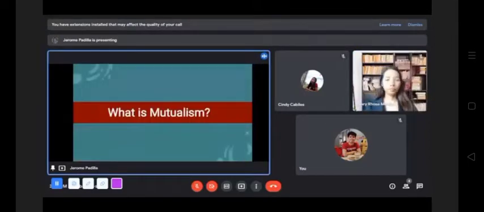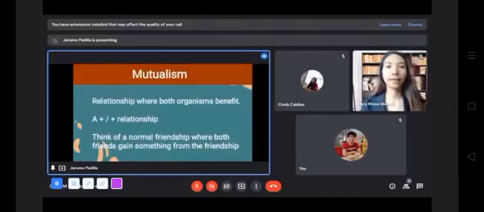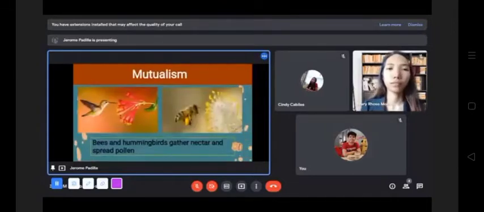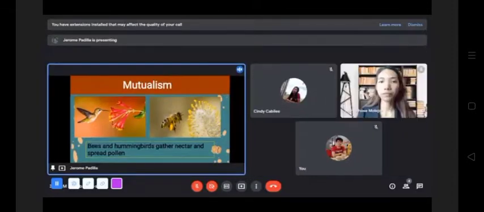What is mutualism? Mutualism is the relationship where both organisms benefit from each other. A plus and a plus. Think of a normal friendship where both friends gain something from the friendship. It is an example of mutualism, where you have mutual benefits from each other. The first example I have presented is bees and hummingbirds that gather nectar and spread pollen. Why is it a mutualism? Both the flower and these organisms, the hummingbird and the bees, benefit from each other.